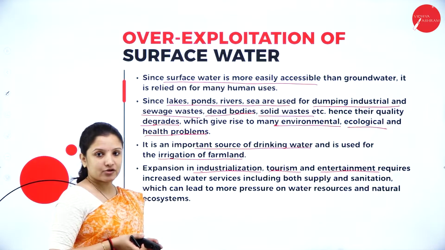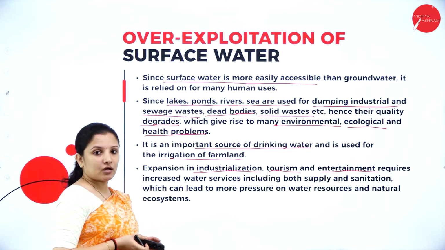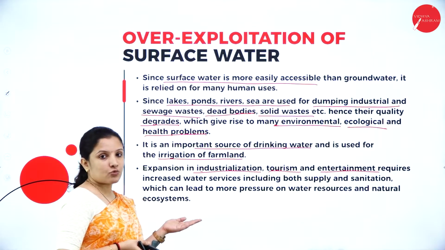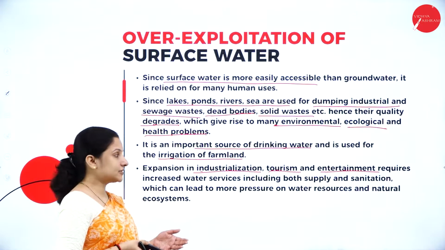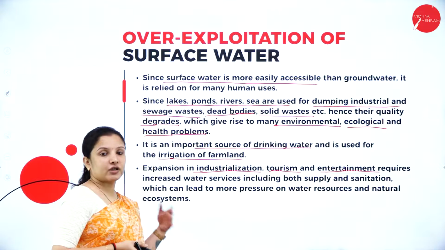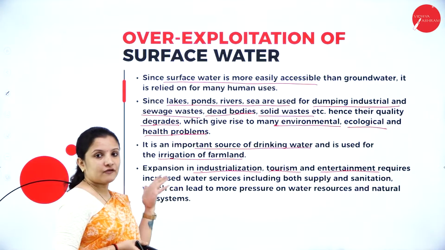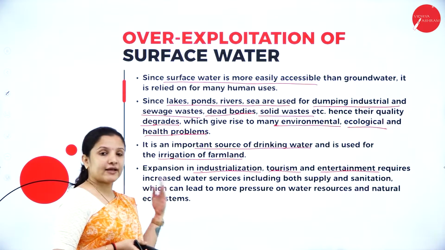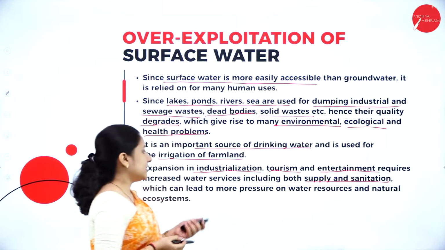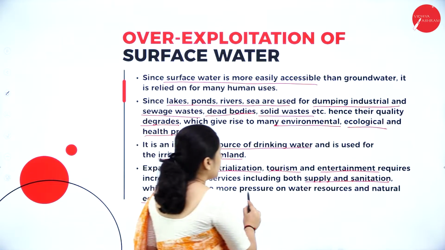Some of the reasons for overexploitation of water are industrialization, then tourism, then entertainment. All these have led to a decrease in the surface as well as the groundwater, because for all these, can we use the marine water, that is the salty water? Not possible. We need to depend on the fresh water itself. As the population increases, the number of industries also increases, and the need for tourism for recreational purposes also increases. Therefore, all these make use of a large amount of water, including wastage of water, for both supply and sanitation, which can lead to more pressure on the water resources and also on the natural ecosystem.